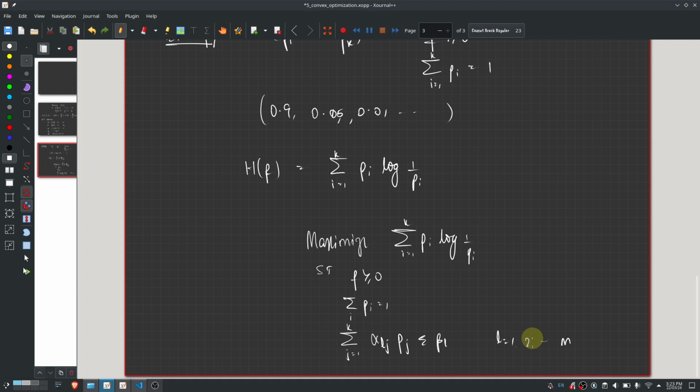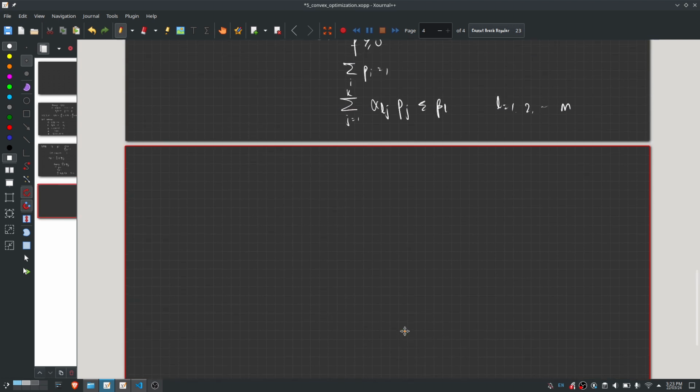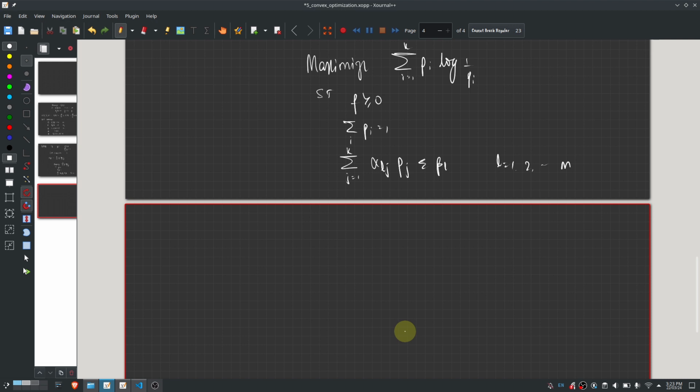Let's see how mean, variance, and all of these constraints also are captured by this general formulation. For simplicity, I'll assume that p_i is basically the probability that x is equal to i. So basically x takes values maybe 0, 1, 2, 3 up to some k minus 1.